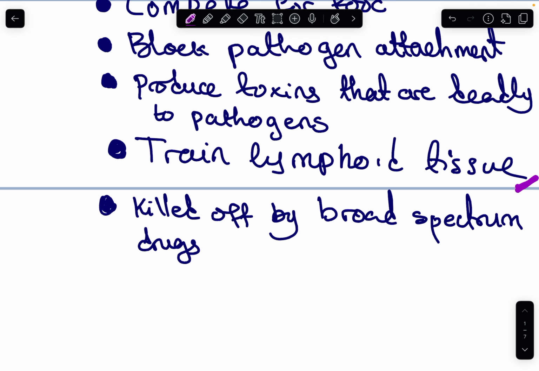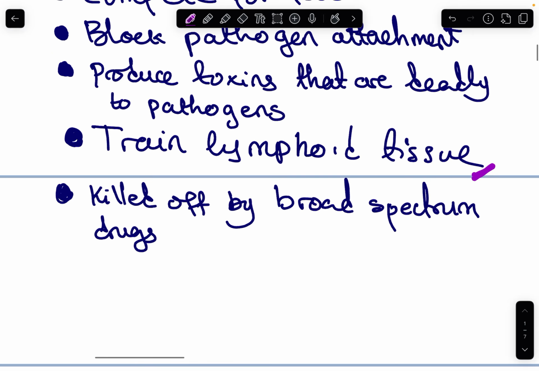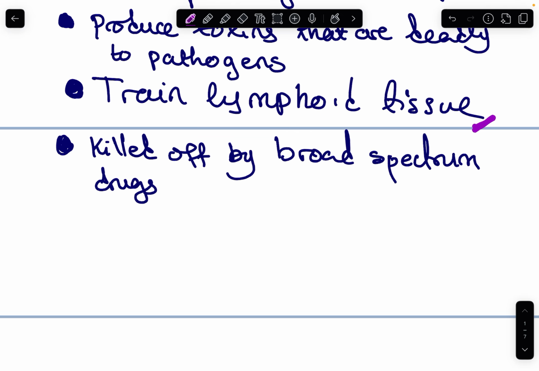Like, hey, you're not a bad bacteria. You're actually good. So become good again for me or something. I don't even know why I went that far with that, but okay. So that's lymphoid tissue, right? It just makes the lymphoid tissue stronger.